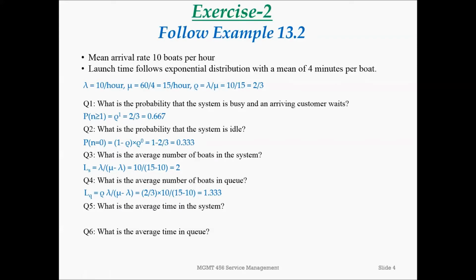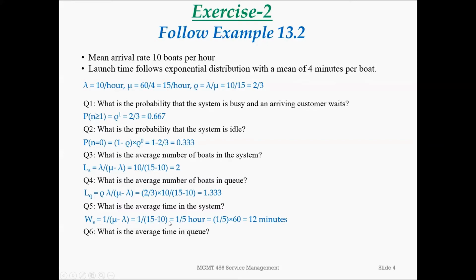The next question, question 5. What is the average time in the system? So average time in the system, what is that about? Going back and thinking about all the formulas, average time in the system is really about WS. WS is equal to 1 divided by mu minus lambda.